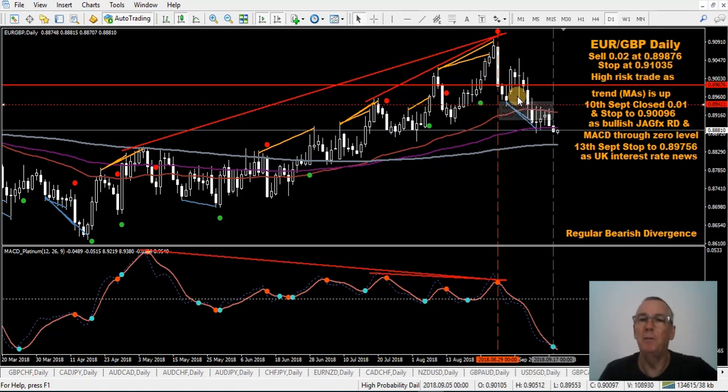All right, we'll start with the euro pound in a sell. All I've done this morning is move my stop down a little closer to this fractal, these little highs here. So the stop's been moved down to 0.89411. I've already closed half. One of the main reasons being there's a blue dot now on the MACD platinum below the zero level down here, hence the grey vertical line drawn there.